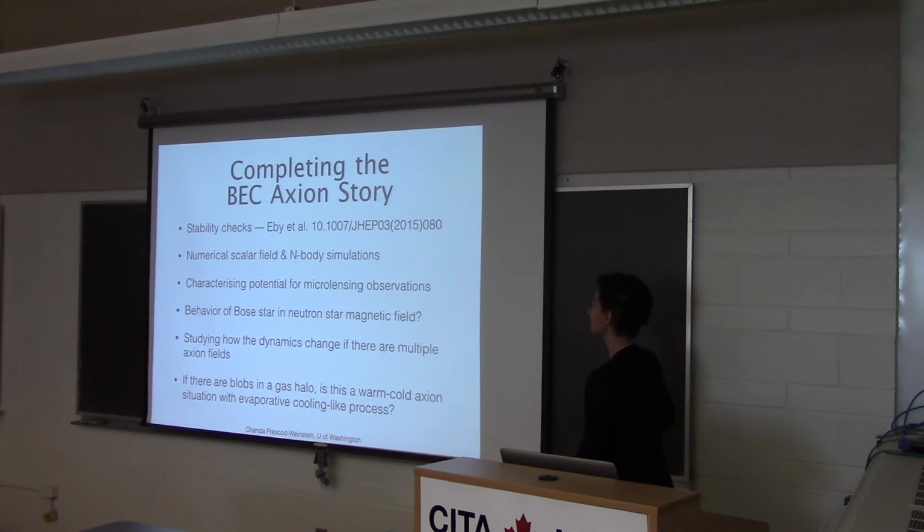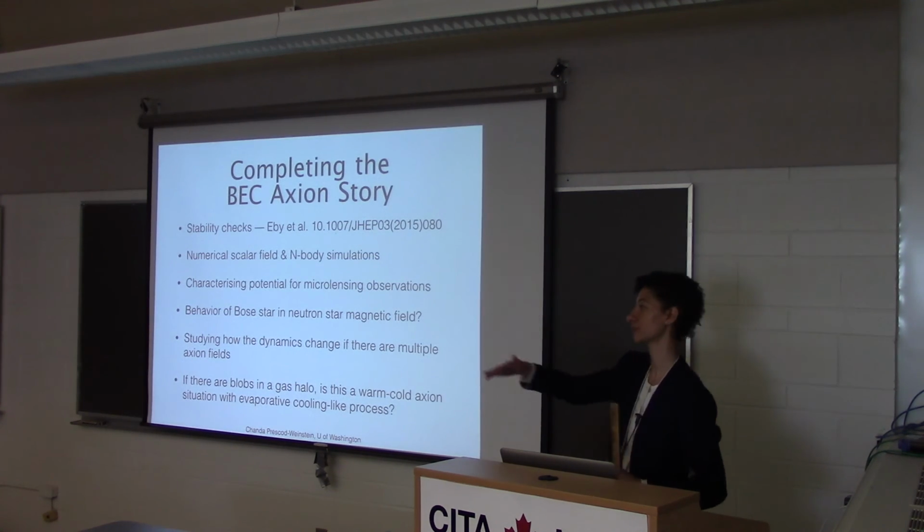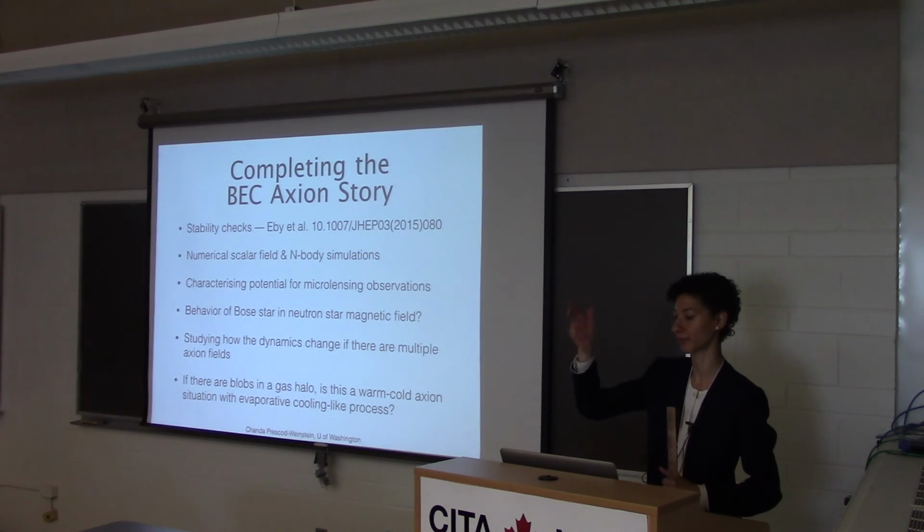Then there are also questions that are motivated by the fact that in string theory, there are lots of axion-type fields. So what are the dynamics like if there are multiple axion fields? And then also, what is the actual timeline of this dynamical formation process?